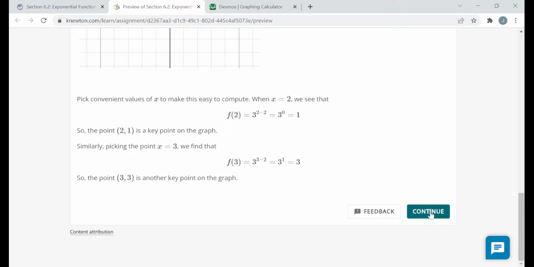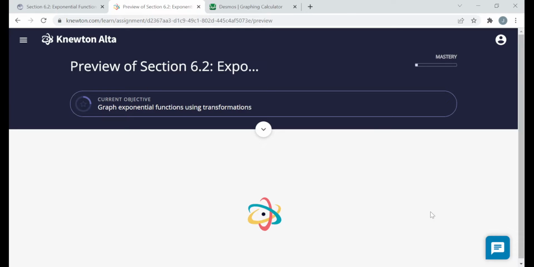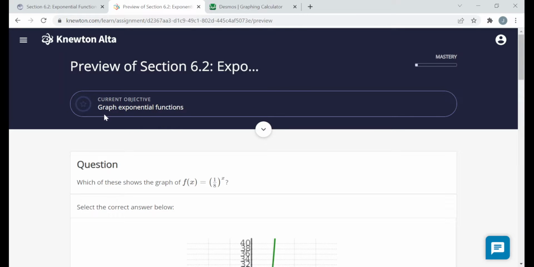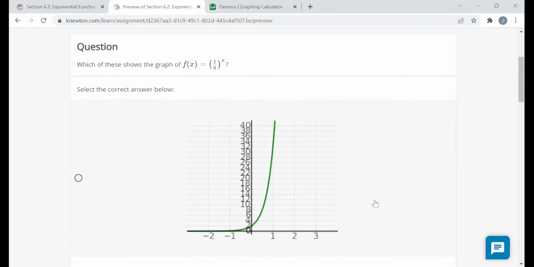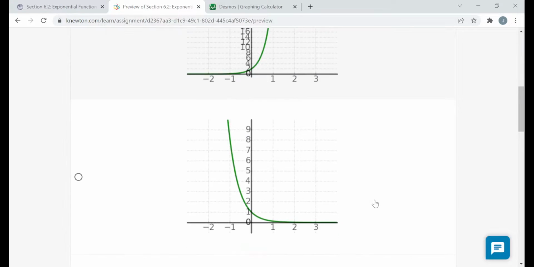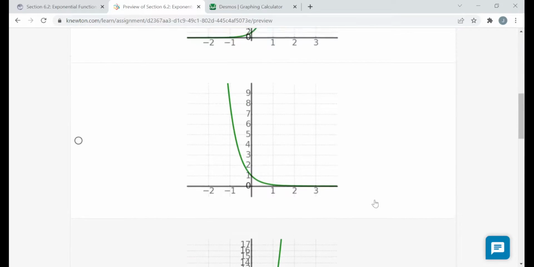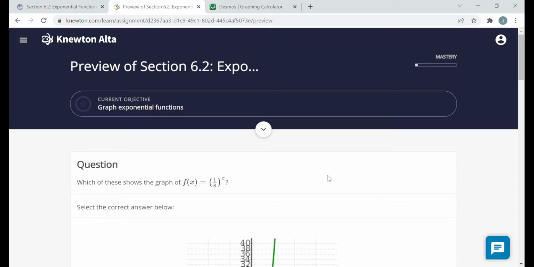Alright, next question. Now we're in straight up graphing exponential functions. This is a multiple choice one here. I'll graph this one by hand, and for most of them I'll just go to the Desmos site and we'll take a look at the graphs, but you should also be able to know how to graph these by hand.